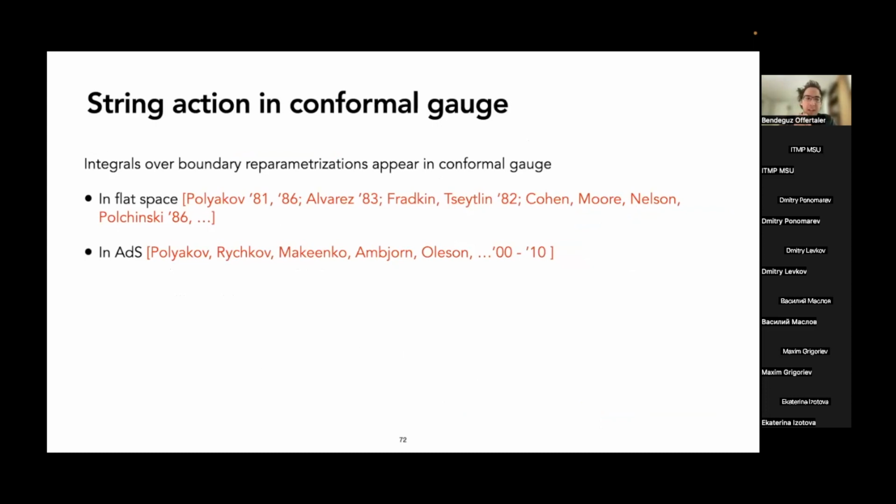So returning to the AdS2 string, we were curious to see if the OTOCs could be understood similarly in terms of some sort of boundary mode. But it has long been known in studies of strings in conformal gauge that a boundary reparametrization mode naturally appears. So there were a number of papers along these lines for strings in flat space in the 80s, and also for strings in AdS slightly more recently.